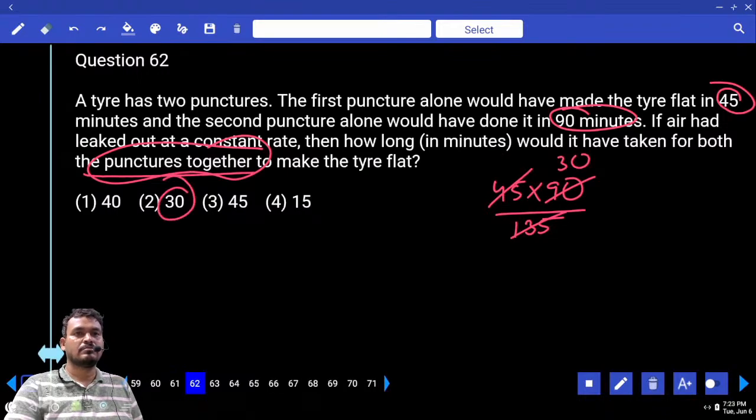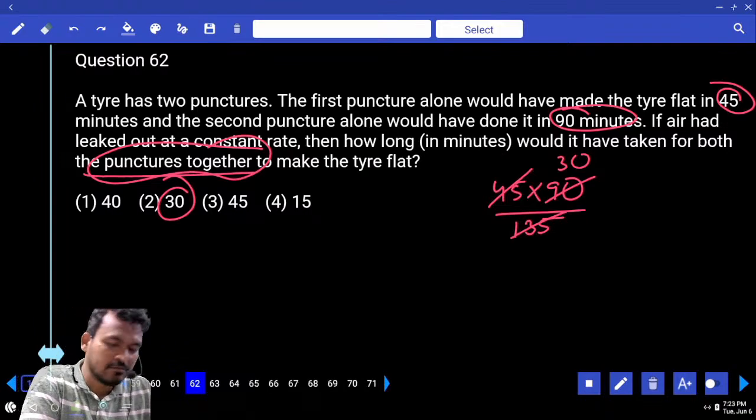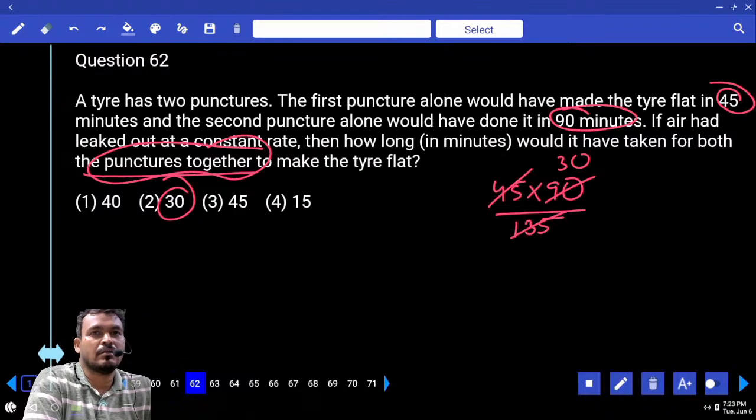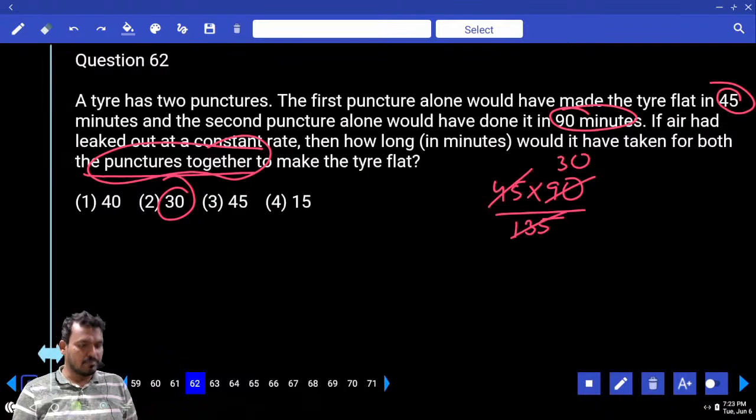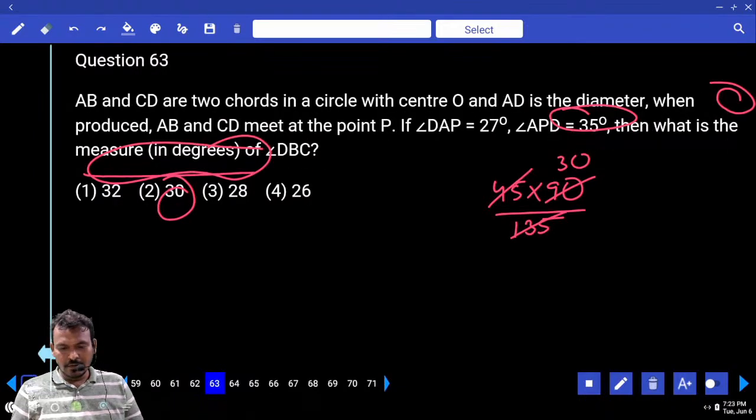30. A alone 45 minutes, B alone 90 minutes. We require A and B together. Means product by sum or product by difference? Product by sum.